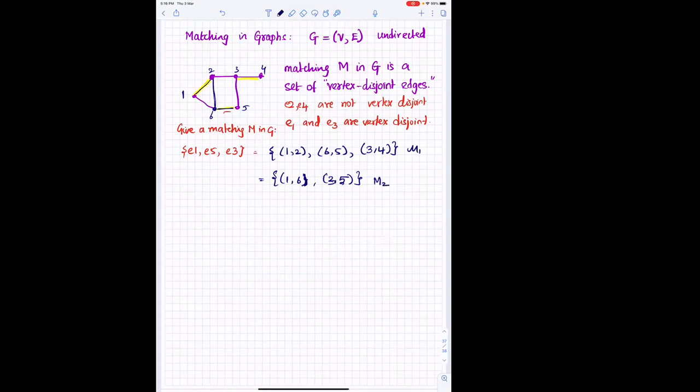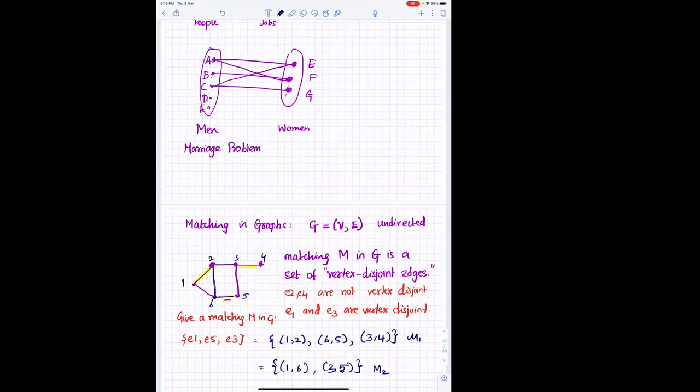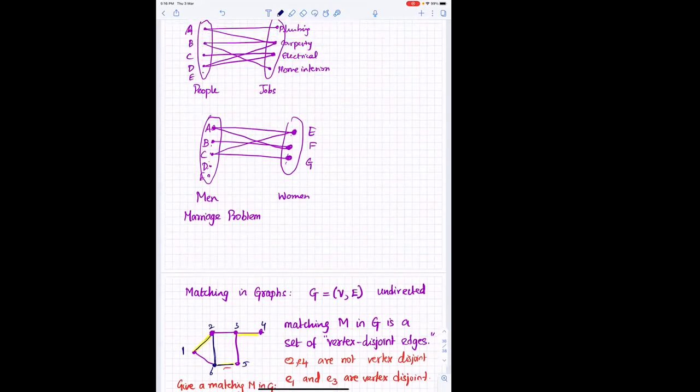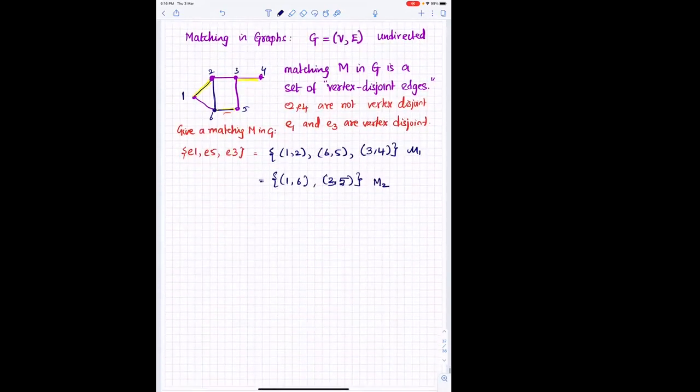And ideally, what we want to do is maximize the cardinality of the matching. Because even in these applications, you want to satisfy as many of them as possible. Like jobs, you want to complete as many jobs as possible. You want to allocate beds to as many patients as possible. So you will generally be interested in what is called a maximum matching. Okay. So what is a maximum matching? It's a matching in G of the largest size.